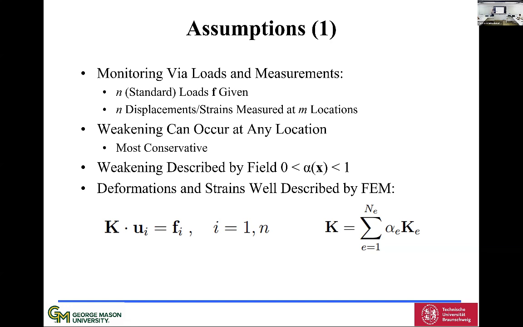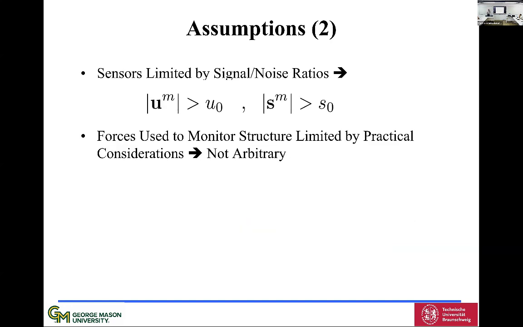So we have a simple system of equations for the displacement. So we have the forces here and the displacement. And we're going to assume that the stiffness is given by the original element stiffness multiplied by this alpha_e. Now, based on the sensor data, I want to compute these alpha_e's. We're also going to assume that the sensors are limited by signal to noise ratios. So if the strain is too small, I won't be able to measure things accurately. And we're also going to assume that the forces that I can put on the structure, these standard forces, are not arbitrary forces. I'm limited by practical assumptions there.